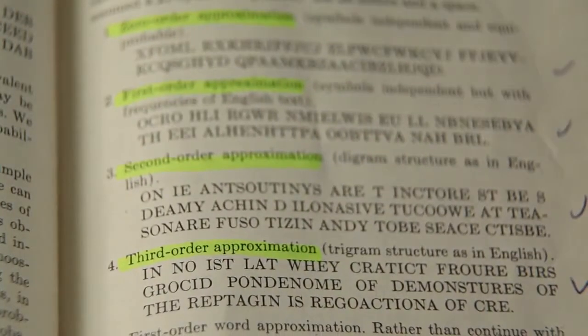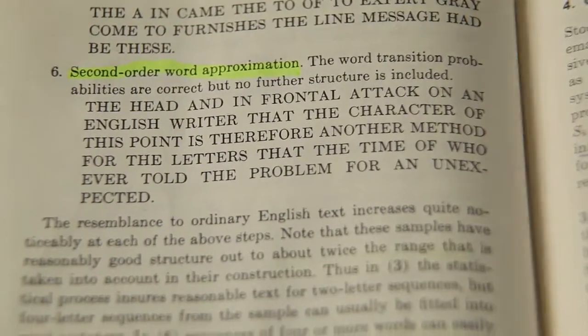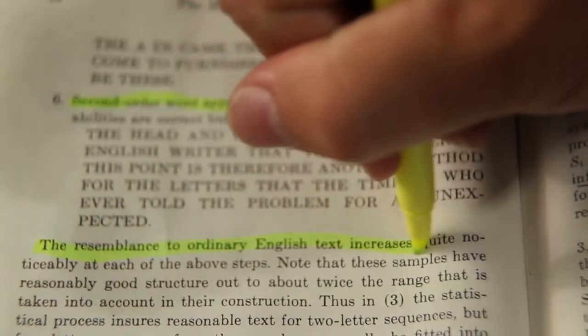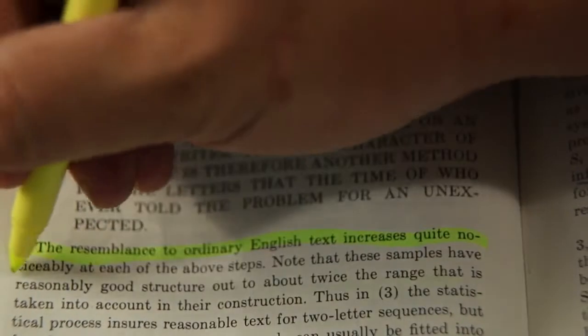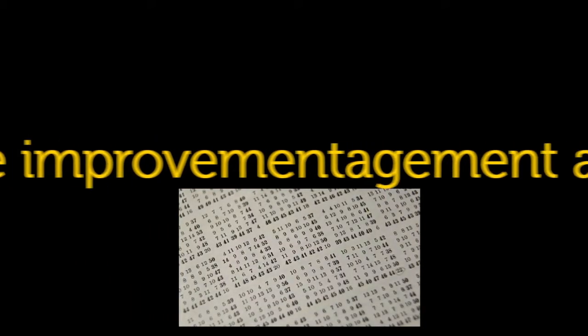He then goes on and tries the same thing using words instead of letters, and he writes, "the resemblance to ordinary English text increases quite noticeably at each depth." Indeed, these machines were producing meaningless text, though they contained approximately the same statistical structure you'd see in actual English.